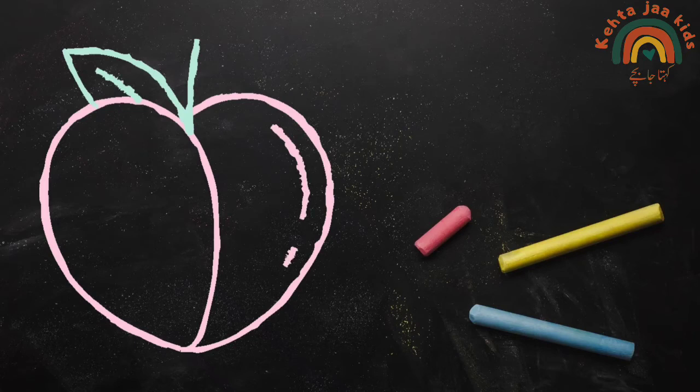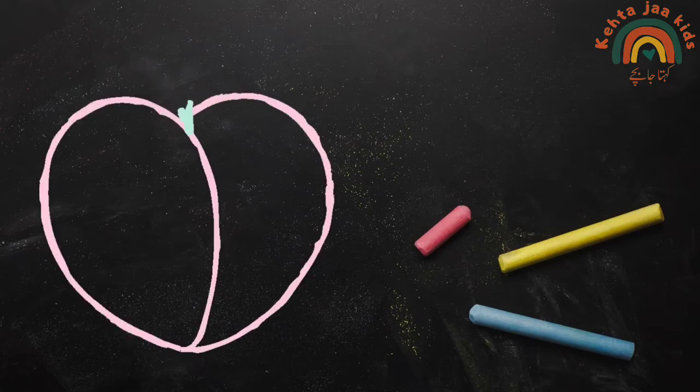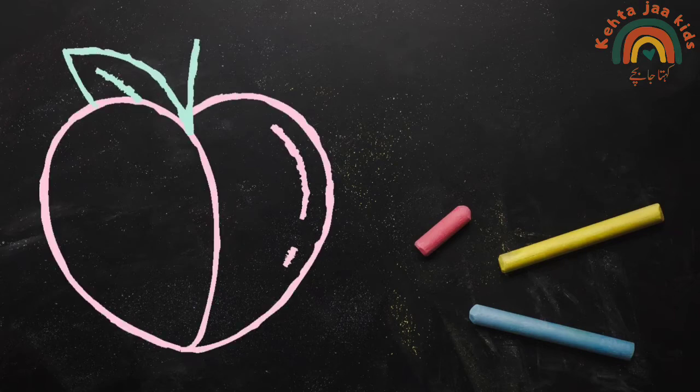Which fruit is this? This is a peach. Peach को उर्दू में क्या कहते हैं? आड़ू. Peach, आड़ू.